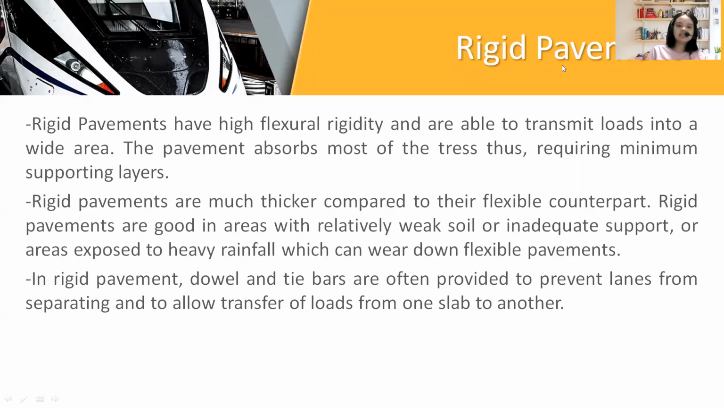Another type of pavement is a rigid pavement, which has a high flexural rigidity and is able to transmit load into a wider area. The pavement absorbs most of the stress, thus requiring minimum layers. So yung rigid, mas onti yung layers niya. Yung flexible kasi, mas maraming layers. Yung rigid pavement, thicker, mas makapal siya kumpara sa ating flexible pavement.